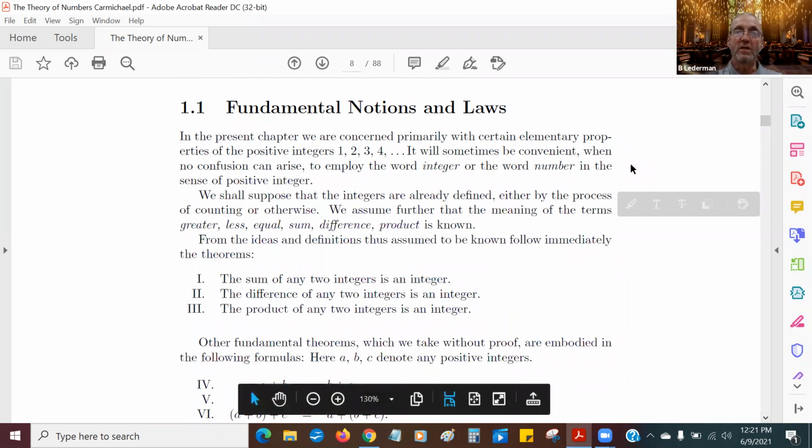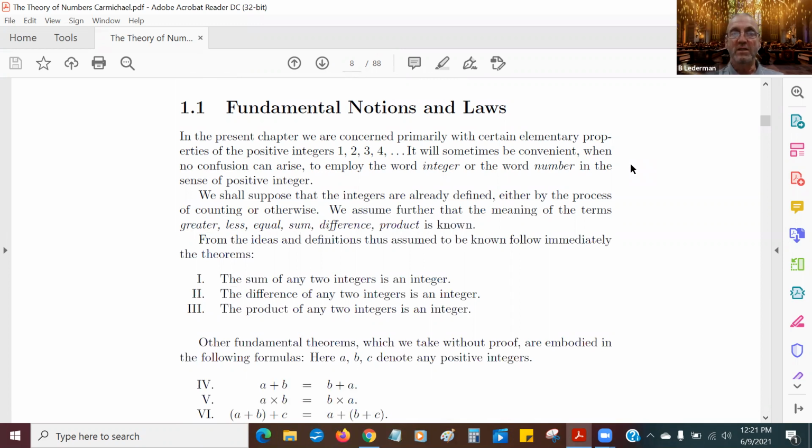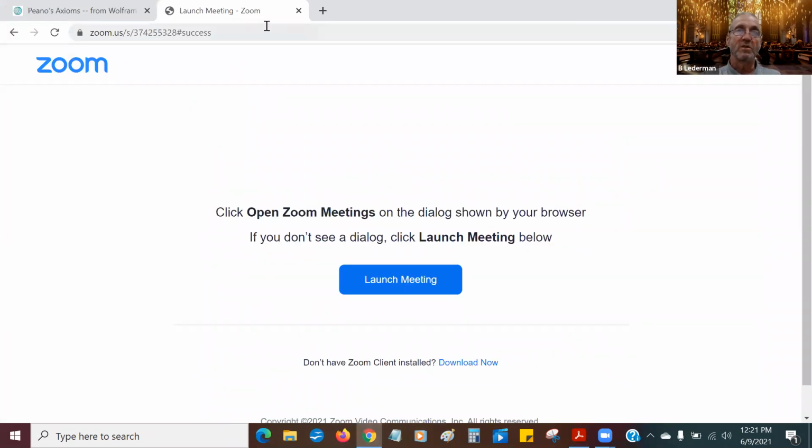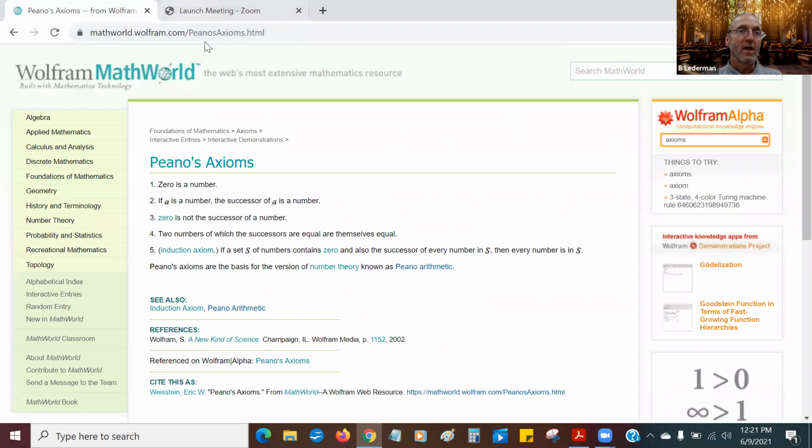And furthermore, we're not going to go through any fancy definitions of what the positive integers are, or sometimes we call them the natural numbers. We're going to suppose that the integers are already defined, either by the process of counting or otherwise. There are fancier ways of doing that, for example, something called Peano's axioms, which is this right here. And Peano's axioms are a good thing to know just because they're very famous and very basic.